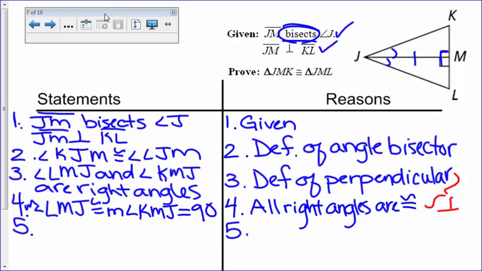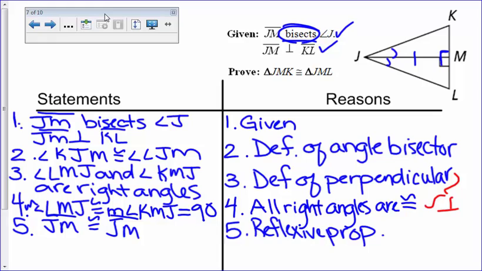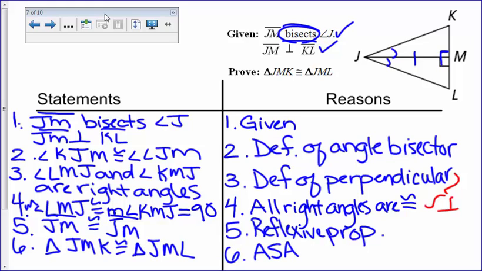Hopefully you can recognize we have the shared side again. So we can state JM is congruent to JM. And that property is, once again, reflexive property. All right, almost done. That's all we can do. So let's finally say what we're supposed to prove, that these two triangles are congruent. Triangle JMK is congruent to triangle JML. And let's take a look at the order. The order of the triangles that we have marked is angle, side, angle. 6-step proof. That's probably one of the longest you'll have to do in this class.